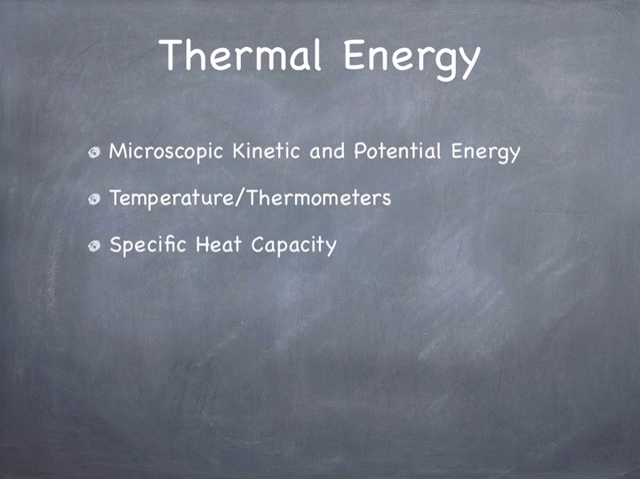The specific heat capacity is a proportionality constant between the change in temperature and an amount of thermal energy needed to produce that change in temperature. Specific heat capacity is heat capacity per unit mass. So to get the amount of thermal energy needed to produce a change in temperature, you take the mass of the thing times the specific heat capacity times the change in temperature, and you get the thermal energy needed to produce that change in temperature.